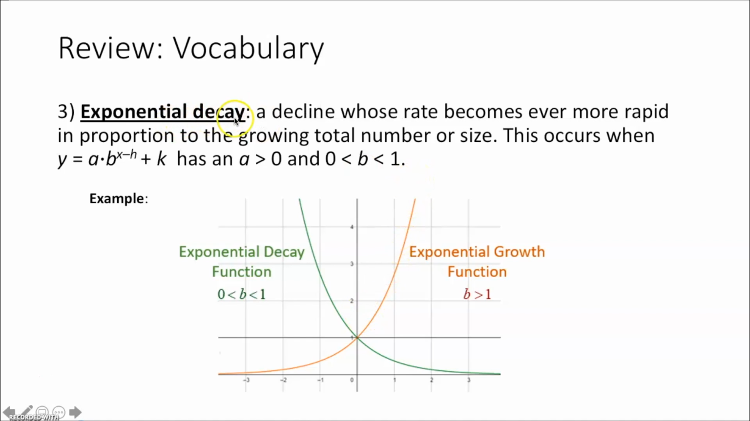Now, exponential decay is a decline whose rate becomes ever more rapid in proportion to the growing total number or size. This occurs when y equals a times b to the x minus h plus k has an a greater than 0, just like the last one, but the b value is between 0 and 1. So it's going to be a fraction, like a half or 3/4 or something like that. So this green graph right here represents exponential decay. So you can see as your x values increase, your y values decrease exponentially.